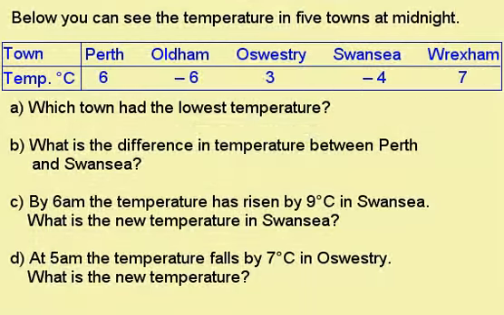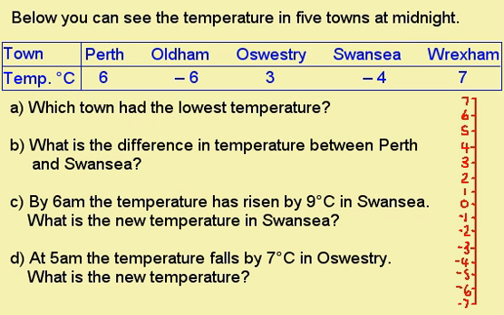I'm going to ask you to have a go at this typical exam question. To help you, I'm going to give you a number line. Press pause and have a go at it. When you're ready for the answers, press play again. The town with the lowest temperature is Oldham, with a temperature of -6, which is here on our number line.